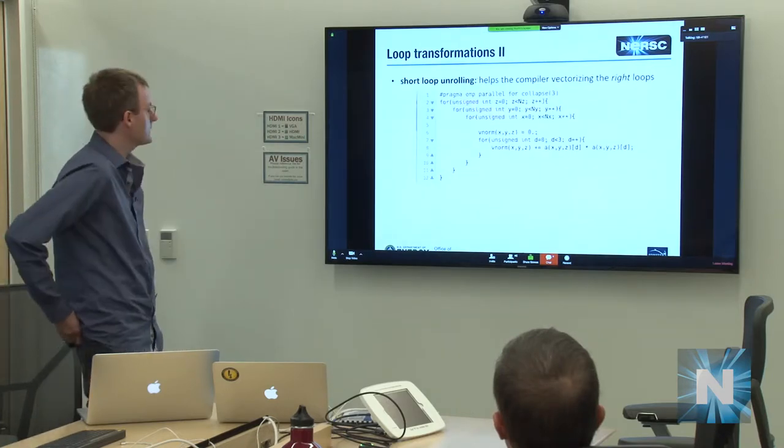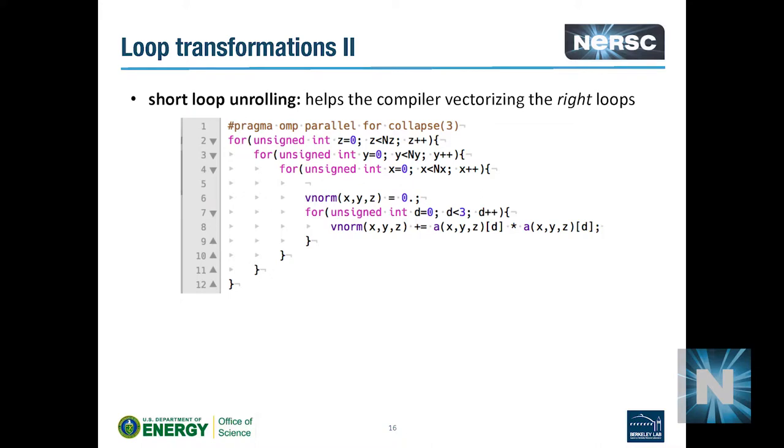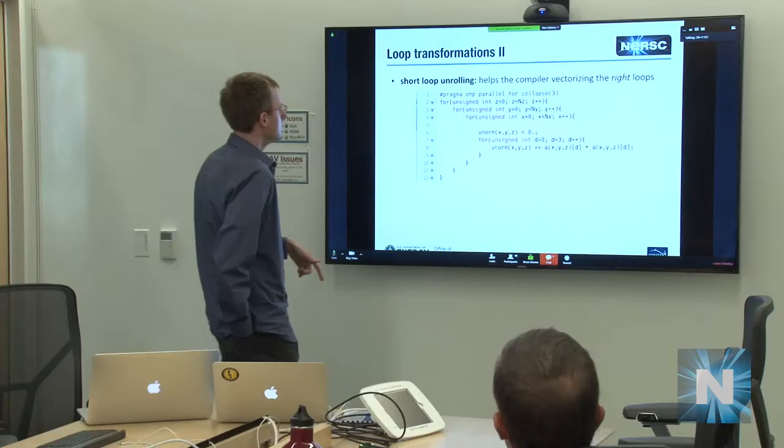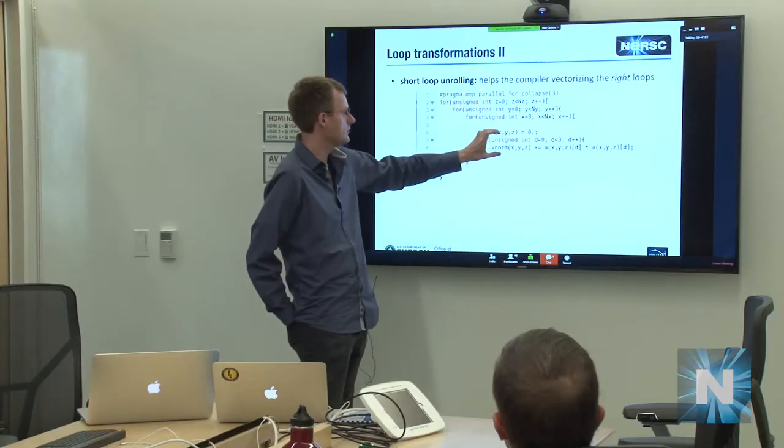Then the other thing you can try is short loop unrolling. This is basically just helping the compiler to vectorize what you want it to vectorize. For example, you have this nicely collapsed loop with a collapse-free statement, and then in here you have some norm calculation over a free vector. If you leave it like this, what can happen is that the compiler sees, okay, nice, this thing is collapsed. Oh, wait, there's another loop here.